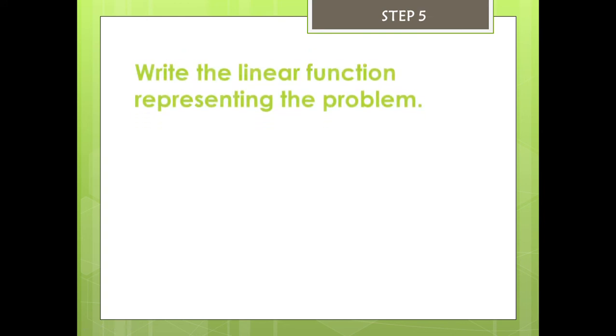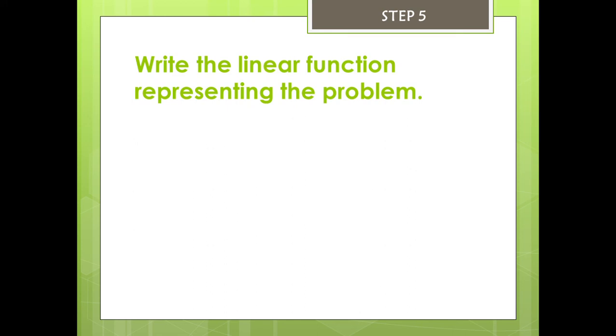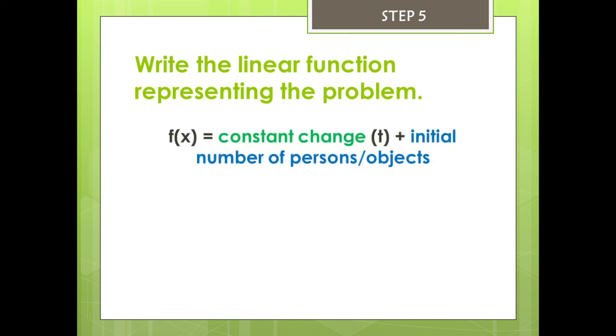Step number 5. Write the linear function representing the problem. Ito na po siya. So, since ito ay linear function, gagamit tayo ng f of x or function of x is equal to, for the first term, ito yung buong first term, kasi ito yung plus na natin. So ating first term, ilalagay mo muna si constant change. Nung nakuha natin constant change kanina, di ba, ay 100. Tapos, lalagay mo lang yung variable t, kasi po, ito ay time. Then, initial number of persons or objects. So, sa ating sagot kanina, function, di ba meron tayong student kanina, number of students. So, yun yung magiging S na natin.